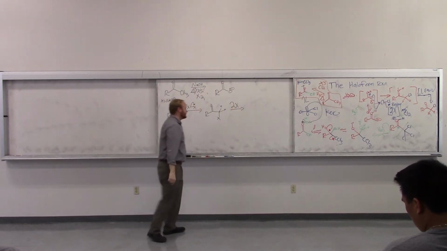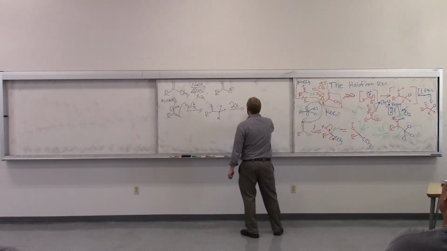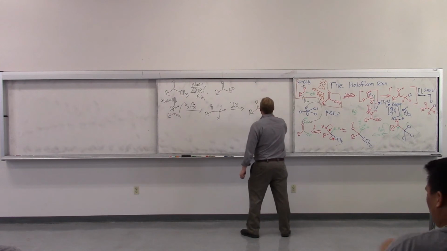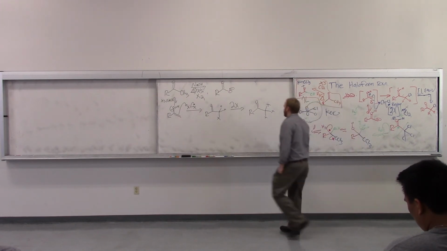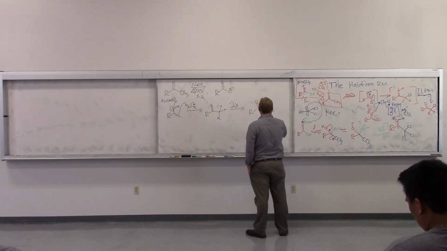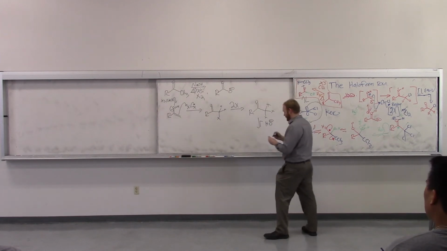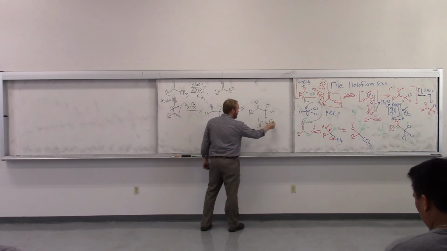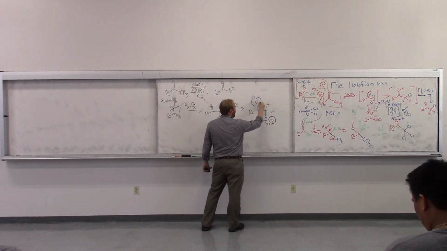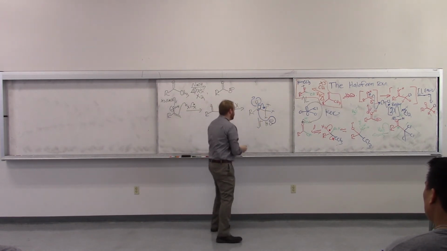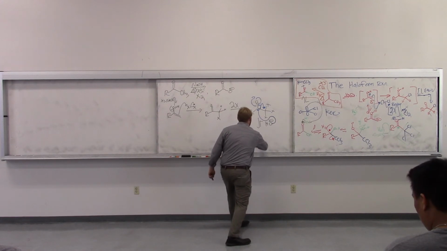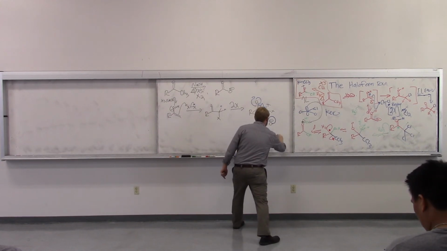We do it 2 more times. They get a trihalogenated ketone. Then one of the hydroxides is going to just go and add in, giving us a tetrahedral intermediate, which quickly collapses, plus CX3 minus.